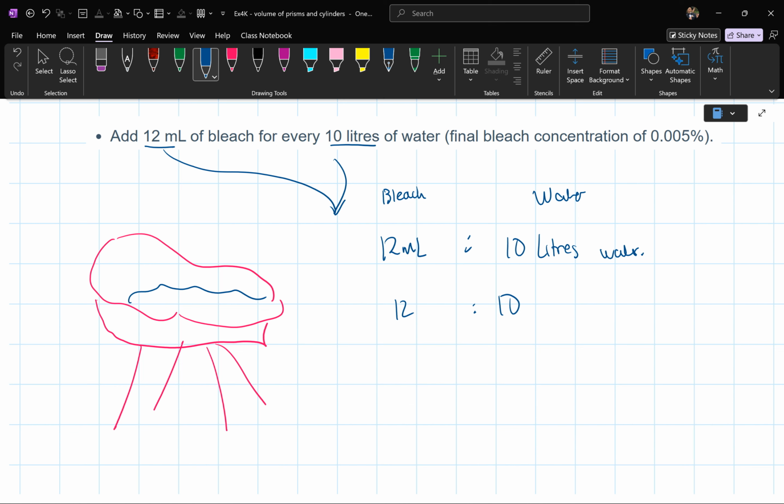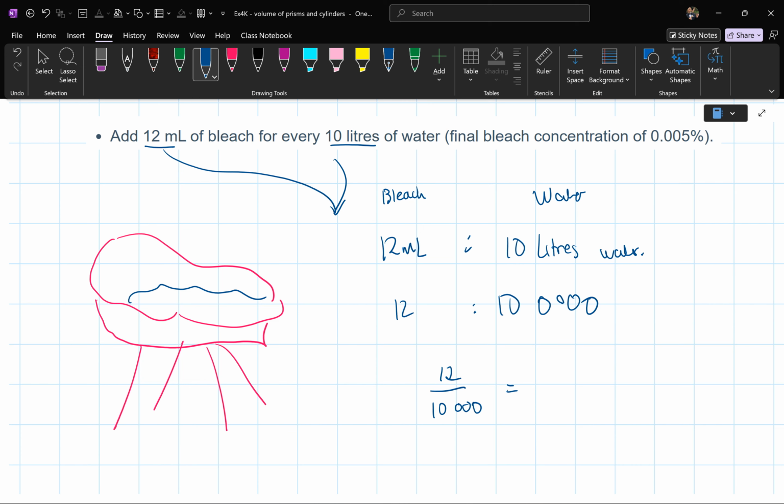At the moment they're saying a final bleach concentration of 0.05%. How do you work out the percentage? You find 12 as a percentage of 10 litres. Because this is in mils, that 10 litres is not in the same unit. So what's 10 litres as mils? 10,000. So this 12 to 10 doesn't make sense because it's not 12 mils to 10 mils. It's actually 12 mils to 10,000.